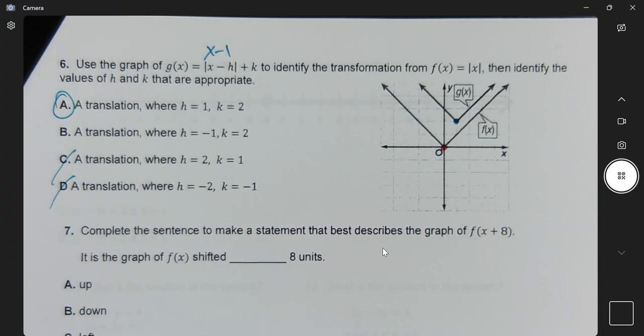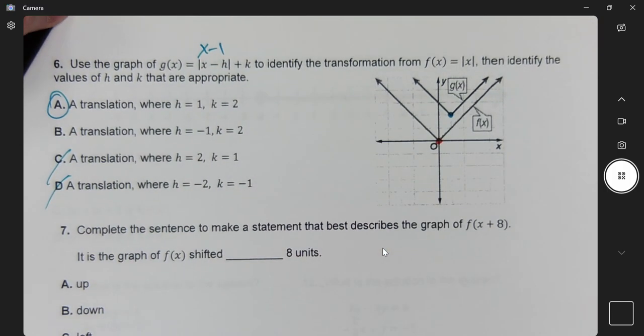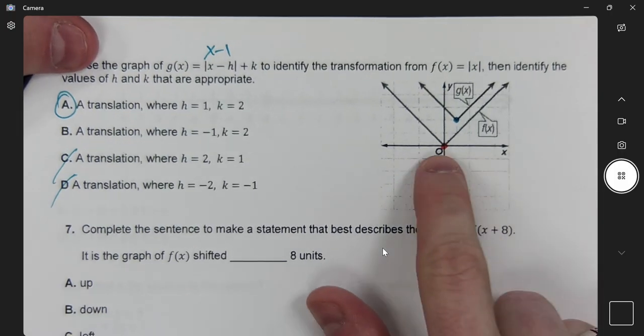Just like that. The way it works is horizontal transformations, things that happen on the inside, always have the opposite effect as they look like. So this minus 1 actually has the same result as adding 1 to the x's, which is why it shifted to the right.